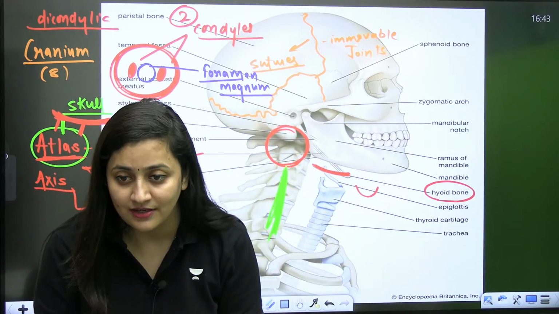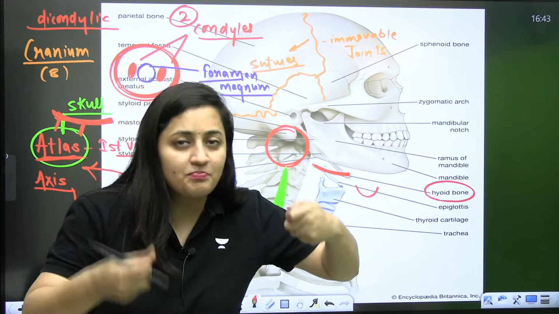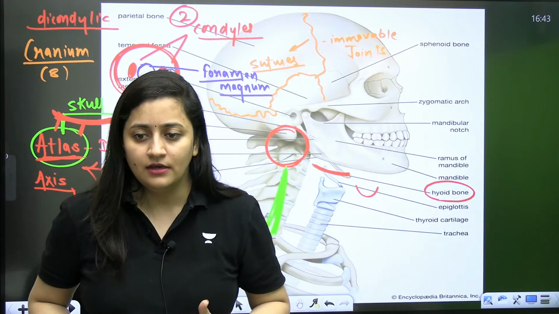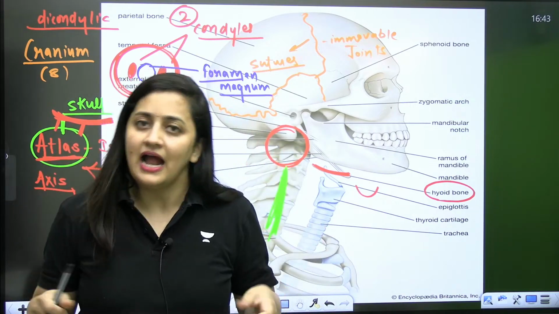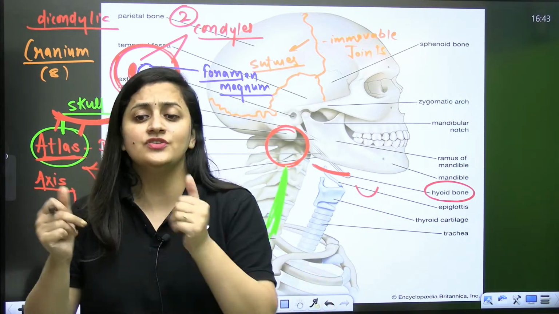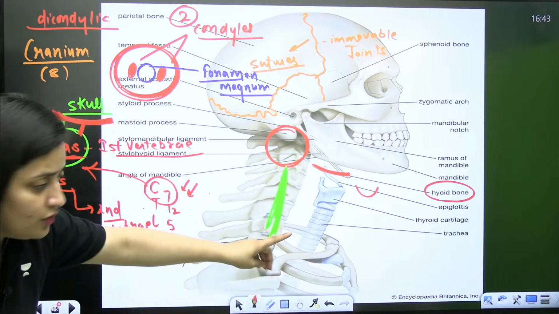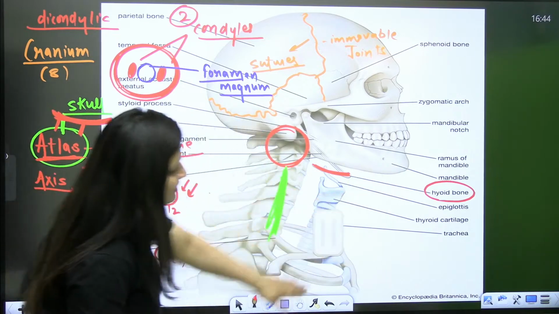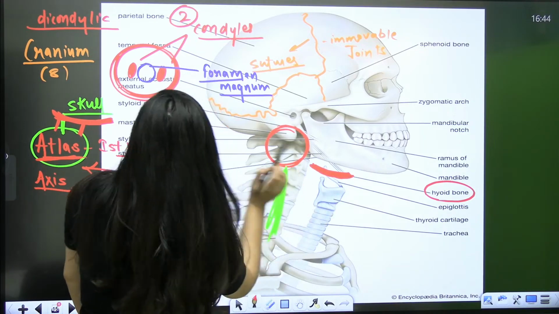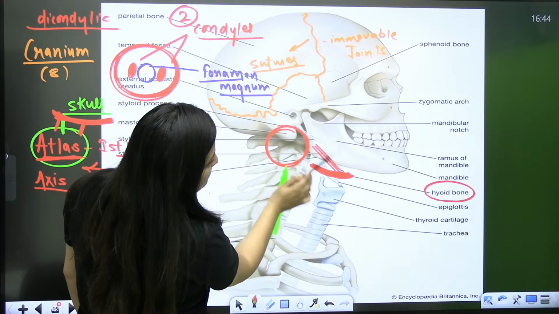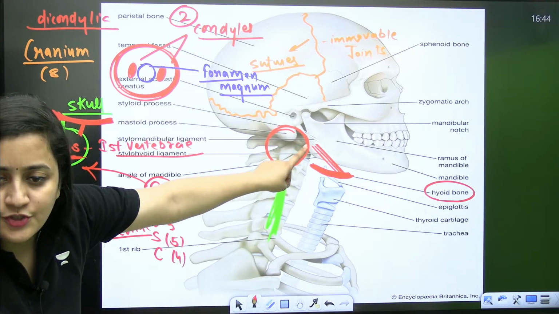Just imagine. Just pick up the interesting points. There is no need to remember everything, and those interesting points are what make the questions. I will share the PDF with you. See, that's the hyoid bone, and this is the ligament with which it is fixed. So it is not attached to any other bone.